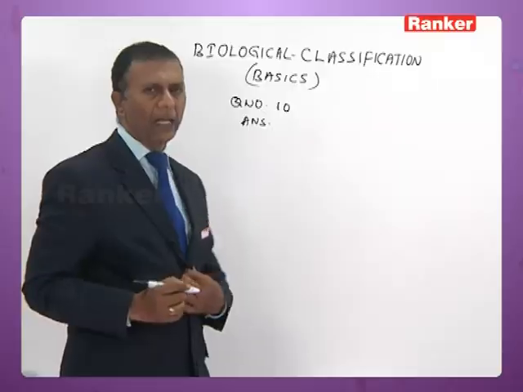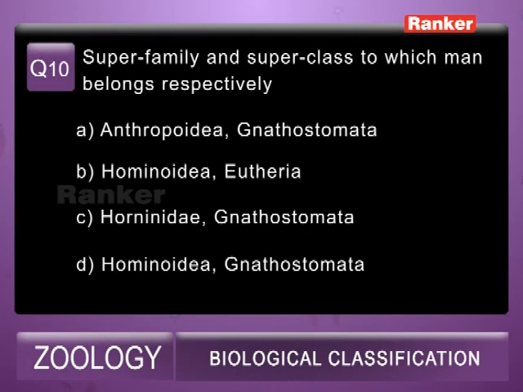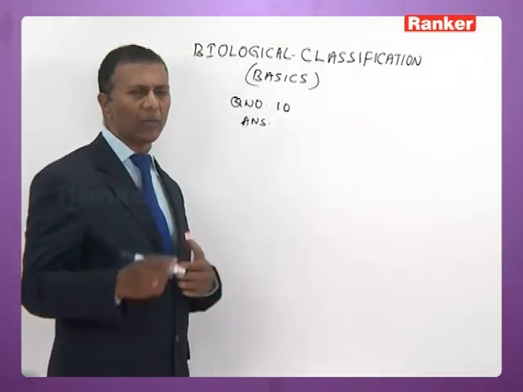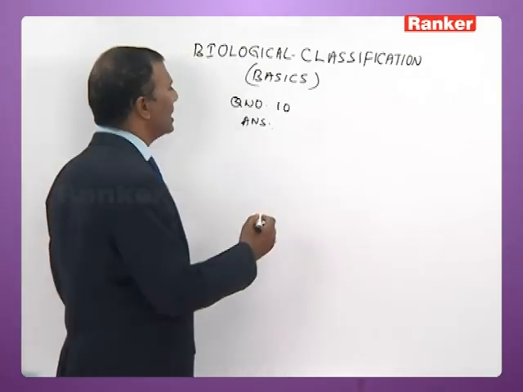Now question number 10: superfamily and superclass to which man belongs, respectively. A. Anthropoidea, Gnathostomata. B. Hominoidea, Eutheria. C. Homininae and Gnathostomata. D. Hominoidea and Gnathostomata. Now dear students, this is the entire classification of human being I will give you, so that you will be able to answer the 10th question easily.